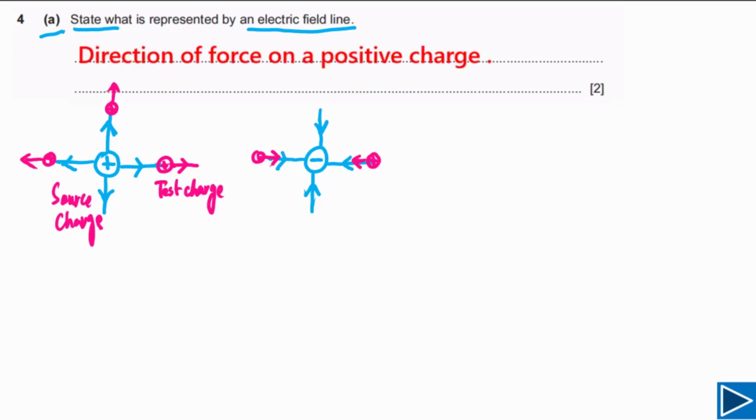Simply you can say electric field lines tell us the direction of force. So you will get 1 B mark. And if you have mentioned on positive charge, you will get the 2nd B mark. And there are 2 marks for this question.